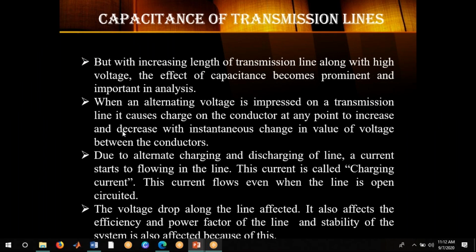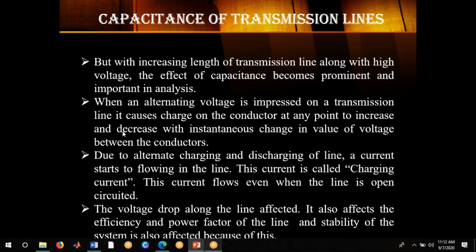Right. Now, I told you that the capacitance value depends on the length and the spacing between the conductors. Even so, the length of the transmission line increases along with high voltage. Suppose you are taking a three-phase transmission line, it carries high voltage, like 400 kV, 200 kV. In this condition, the effect of capacitance becomes prominent and important in analysis. Why? Because when a huge amount of voltage is flowing, a potential drop occurs between both ends. So when a potential difference occurs in the transmission line, there will be a capacitance included in that parameter.